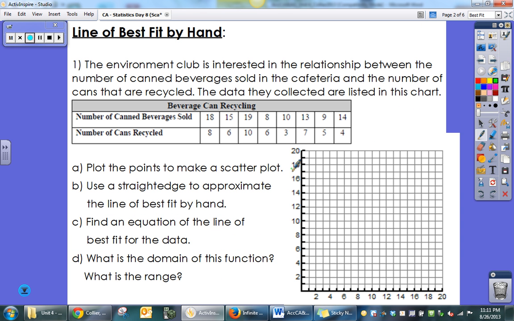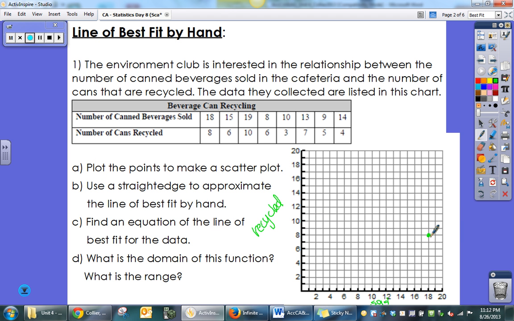Let's look at this first example. I apologize, it takes me a while to plot these points. It's a little difficult to do using a slate. But let's go ahead. First of all, let's label our axes. We've got the number of cans sold and those recycled. The environmental club is looking at the relationship between the number of canned beverages that are sold and the number that are recycled in the cafeteria.